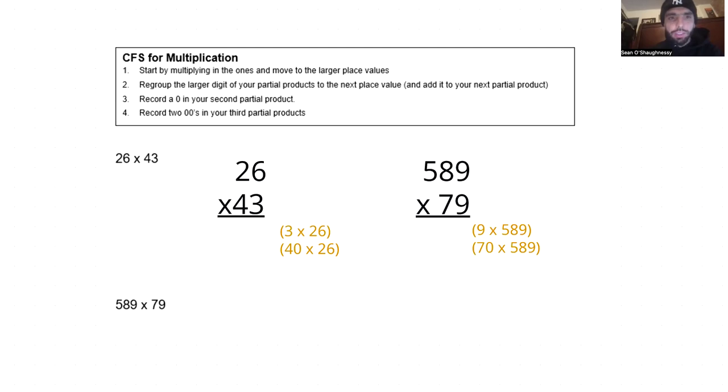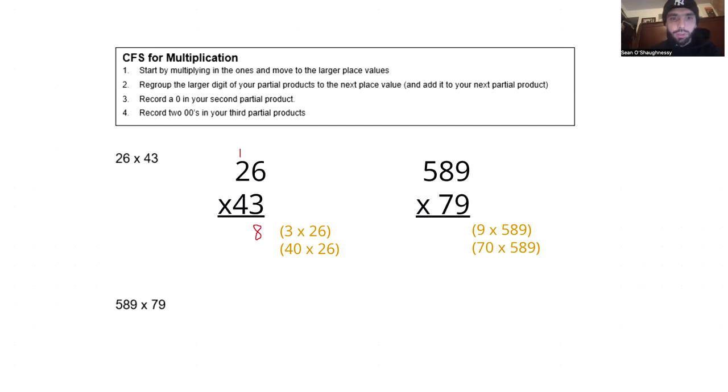So your first step is you're going to start by multiplying in the ones and move to the larger place values. So we go to the ones place, there's a 3 there. We do 3 times 6, you get 18. Put my 8 here because that's in the ones place. Put my 1 up here.